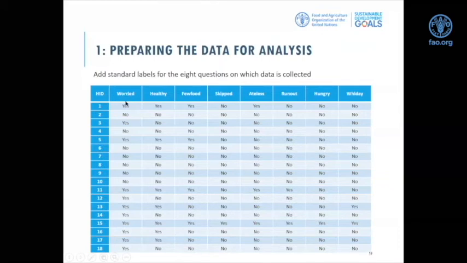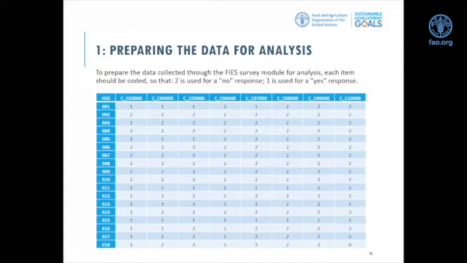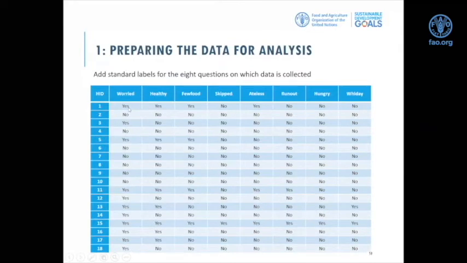For question number one, we call it worried, healthy, few foods, skipped, ate less, run out, hungry, and whole day. And then the codes one and two on the previous slide are replaced with the standard label as to whether the holder of the agriculture holding gave a yes or no answer to the eight FIES questions.